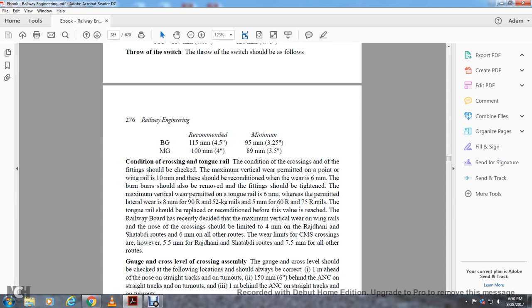Tongue rails should be replaced or reconditioned before reaching the limit recently decided by the Railway Board. The maximum vertical wear of the wing rails and nose of the crossing should be limited to 4 millimeters on Rajdhani and Shatabdi routes and 6 millimeters on all other routes. The wear limits for CMS crossings are 5.5 millimeters on Rajdhani and Shatabdi routes and 7.5 millimeters on other routes.